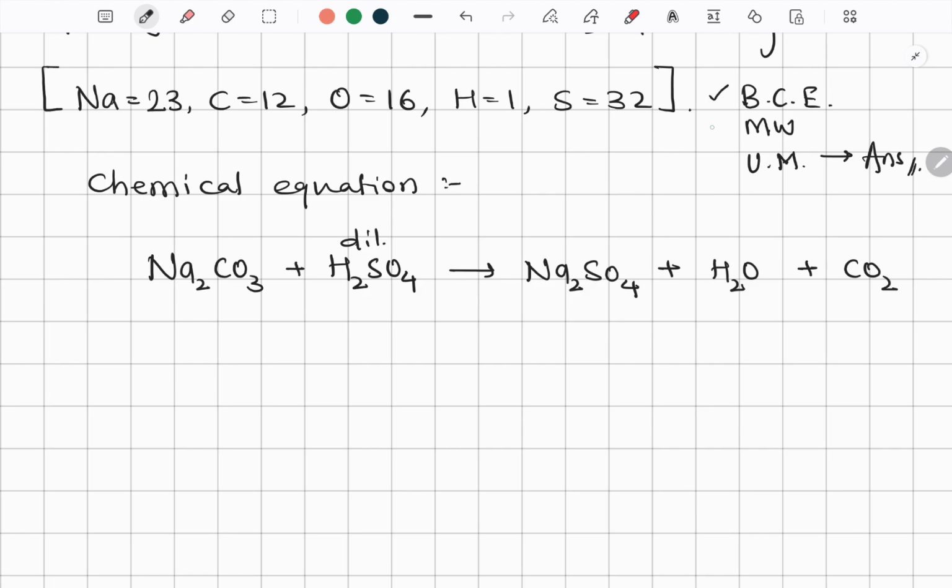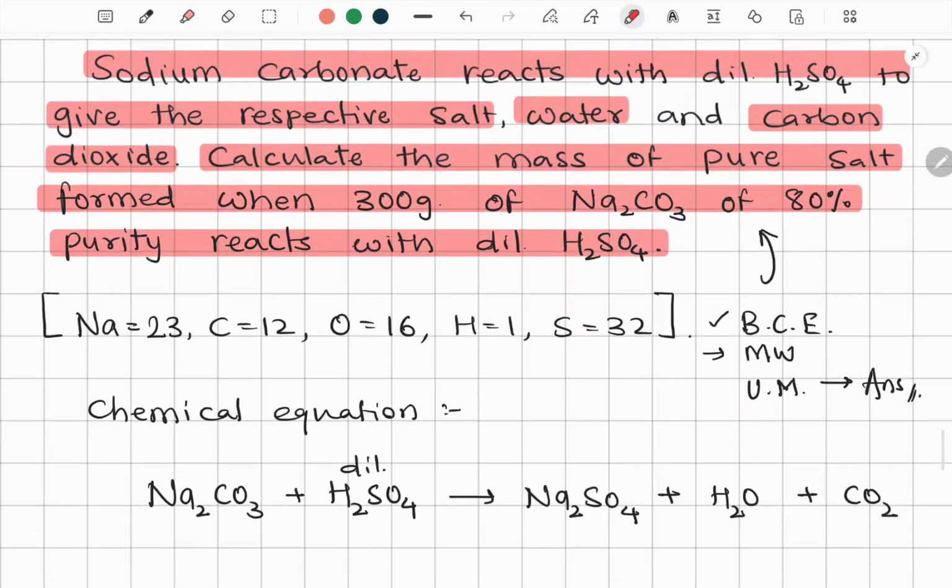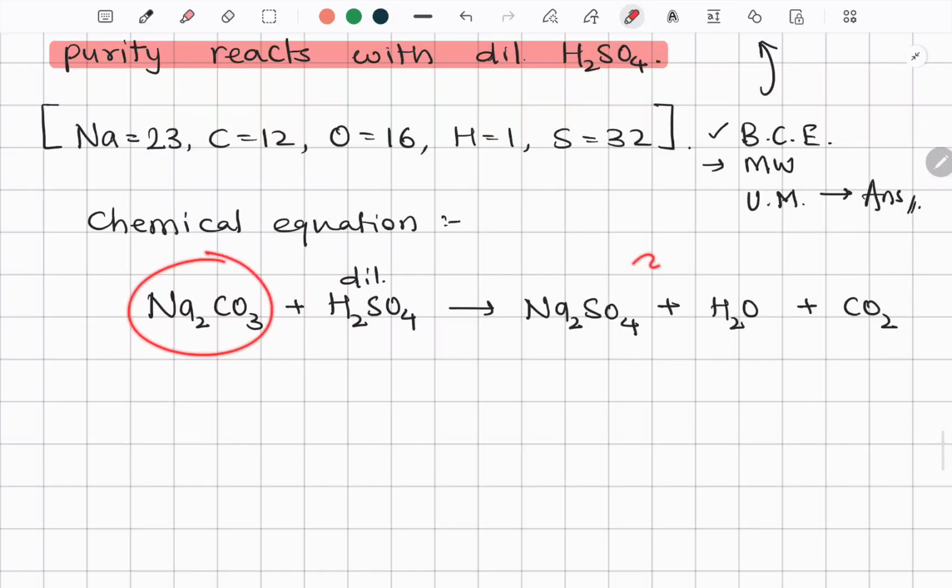The second part is the calculation of molecular weight. Do we have to calculate the molecular weight of each and every reactant and product over here? No, we have to just calculate the molecular weight of sodium carbonate and sodium sulfate. Why? It's very simple, because it's given that we have to calculate the mass of the pure salt formed, which is Na2SO4, and it's given that 300 gram of Na2CO3 reacts with the H2SO4. Therefore the Na2CO3 and Na2SO4 are important, and we're going to calculate the molecular weight of these two only.